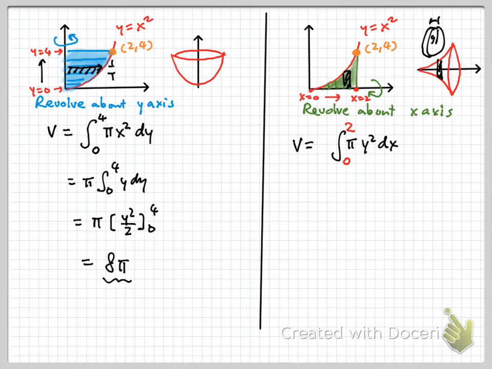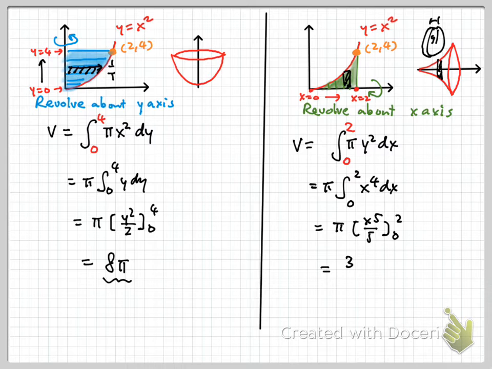Pay particular attention to these boundaries, whether we should use the boundary for x or the boundary for y. It depends on whether we integrate with dy or with dx. So y squared will be x to the 4th power. So that is the integral from 0 to 2 of x to the 4th power dx, and that goes to x to the fifth divided by 5 from 0 to 2. And that volume goes to 32 pi divided by 5.